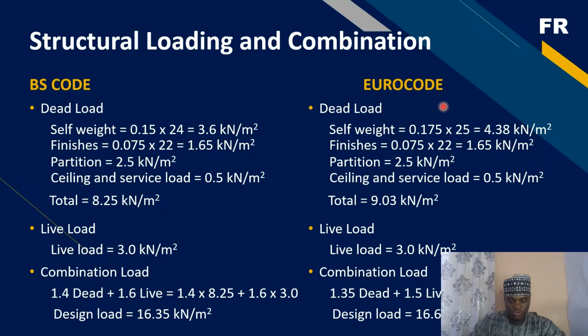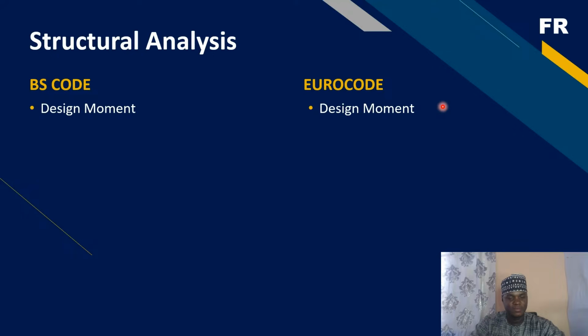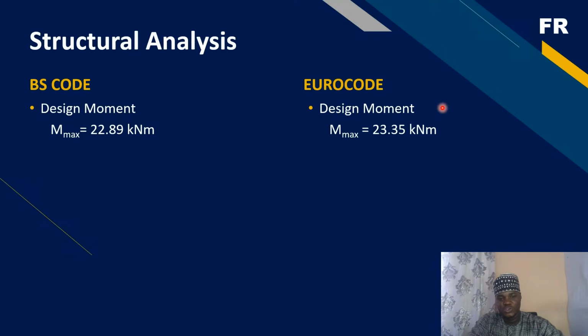So having understood this, the next thing is to analyze the slab. We have various methods of slab analysis, but since this video is just about the design and the cost implication, I'm just going to look at the most critical moment out of the 4 moments in slabs. The most critical one for the BS code is 22.89 kilonewton meters. For the Eurocode it is 23.35. You can understand that because the load is slightly higher.